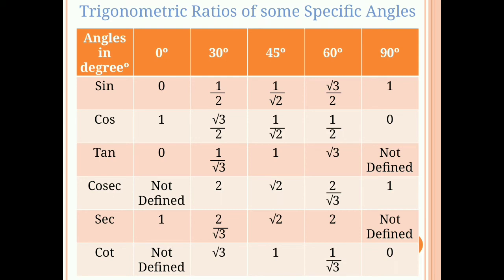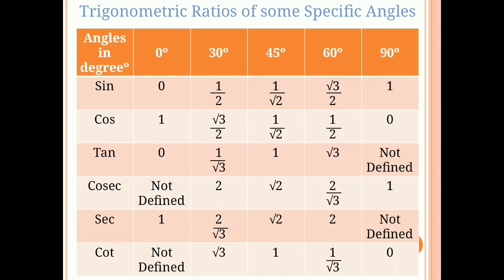Similarly, cosec theta, as we know, is 1 upon sin theta. So 1 upon 0 will be not defined, but 1 upon 1 by 2 will become 2. Similarly 1 by root 2 will become root 2, root 3 by 2 will become 2 by root 3, and 1 upon 1 will be the same as 1. Similarly for sec theta, it will be 1 upon cos theta. So 1 will remain 1, root 3 by 2 will become 2 by root 3, 1 by root 2 will become root 2, 1 by 2 will become 2, and 1 upon 0 becomes not defined, that is infinite.